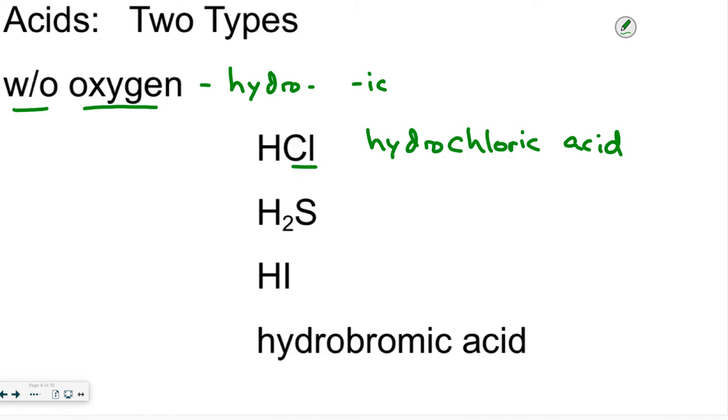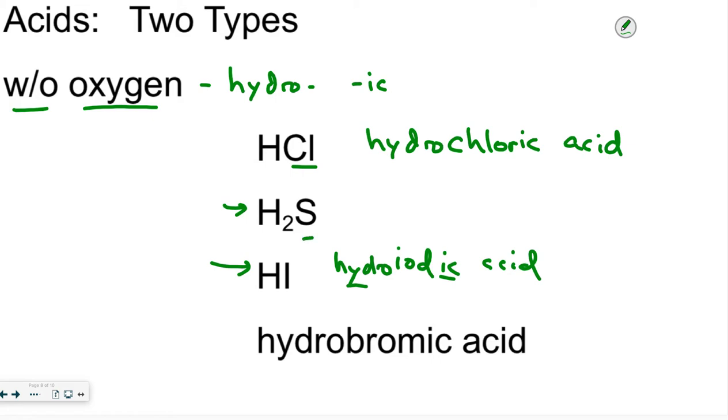I showed you this one on purpose as an example because it's just a little bit different. If I take HI, since there's no oxygen, it's going to be hydro. And what is I? I is iodine, so that's iod, and then we end with ic, and then acid. Yes, it's actually called hydroiodic acid. That's how we name it: the hydro in front, the ic afterwards, and then acid at the end.